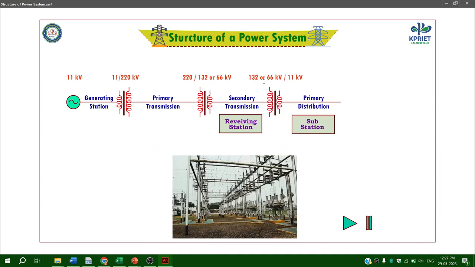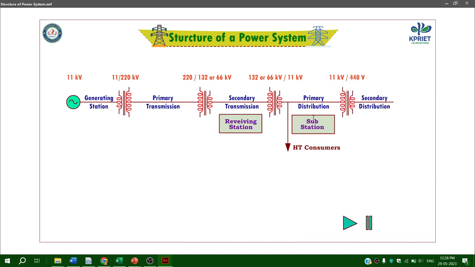Then 132 kV to 66 kV or 11 kV, that is called the primary distribution. Here we are using many substations to distribute the various voltages to the 11 kV system. Here we connect the HT consumers depending upon the need of power. Why? Because the HT consumers' power rating is high. That's why we connect the HT consumers in the primary distribution.